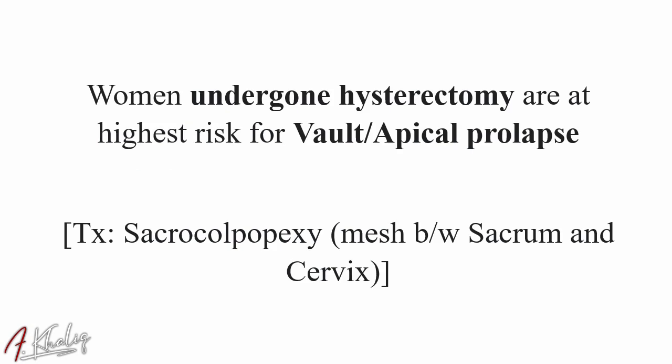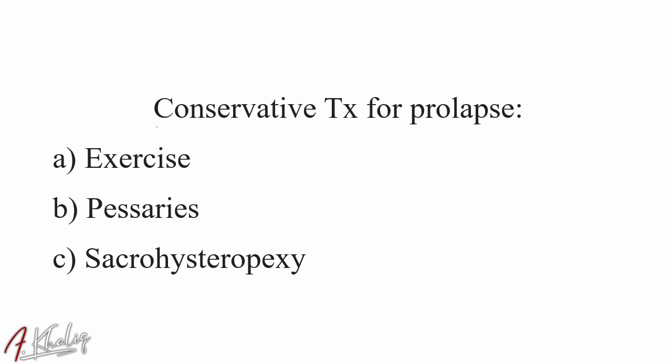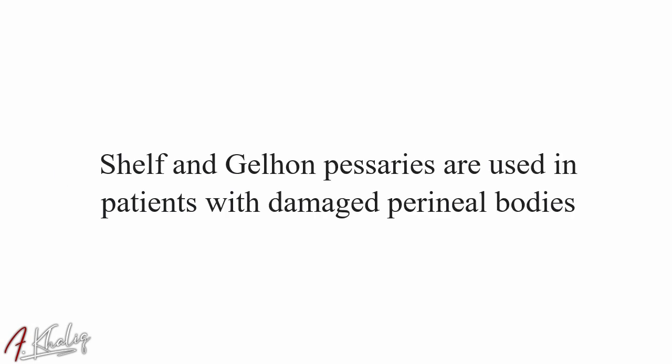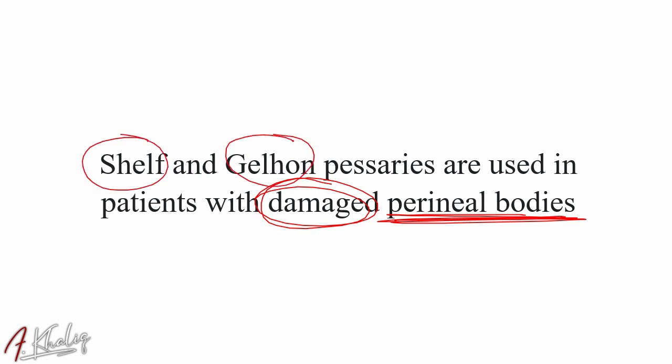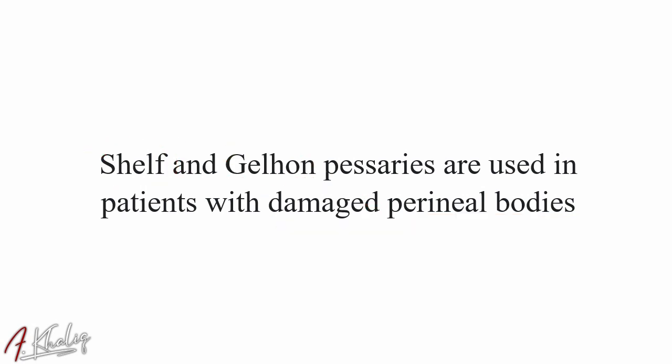Now, a very important thing is when a woman undergoes hysterectomy, she is at highest risk for vault, or you can say apical prolapse, and the treatment for this is sacrocolpopexy, which is just the placing of mesh between the sacrum and cervix. The conservative treatment for prolapse is exercise, use of pessaries, and sacrohysteropexy. Now, if you want to use pessaries, you should have an intact perineal body. When the perineal body is damaged, you can still use shelf and Gellhorn pessaries.